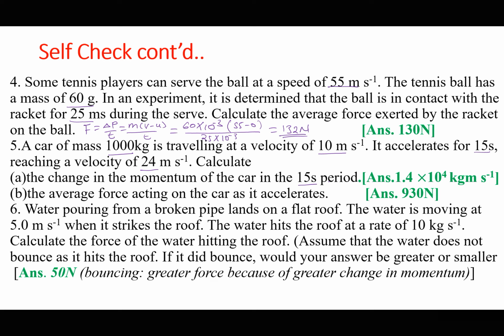Change in momentum. The change in momentum is equal to the mass times the difference in the velocities. So this is simply going to be 1000 times the difference in velocities, which is 24 minus 10. That is 14 times 1000, which is 14,000 newton seconds or kilogram meters per second.